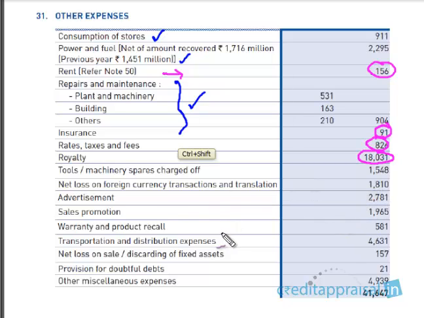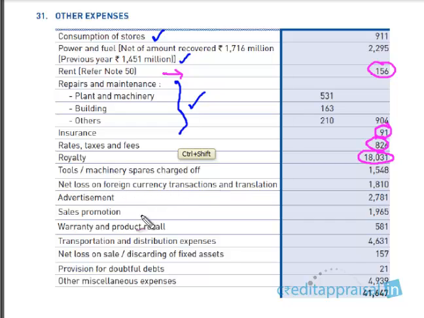Net loss on foreign currency. If you remember, this is actually a non-operating expense, which we are yet to discuss, but we'll come to it later. This is not related to the core activity. This is not raw material. This is anyway not considered with the company's core operations. This is neither a selling expense nor a production expense. This is something related to a foreign currency transaction. So this will be a non-operating expense.